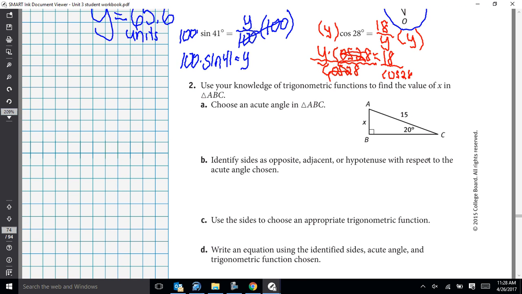Alright, so now use your knowledge of trigonometric functions to find the value of x in triangle ABC. Choose an acute angle in triangle ABC. How many acute angles do we have in this triangle? We have two. We have angle 20, and if this angle is angle 20, then what's this angle up here?